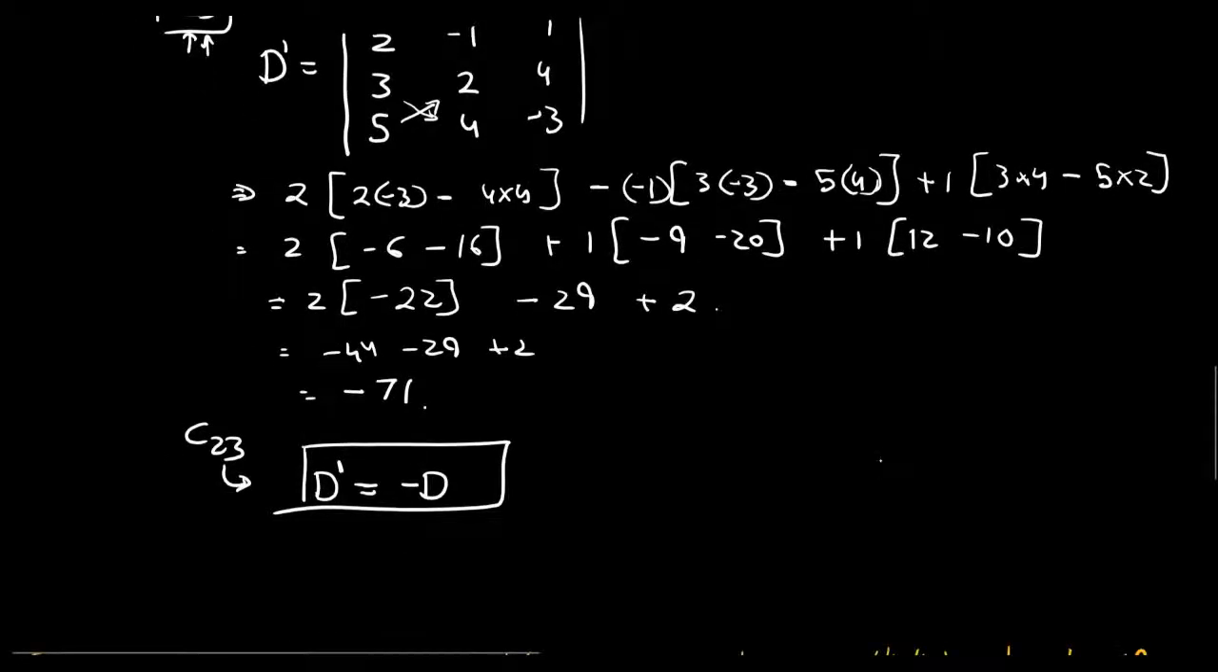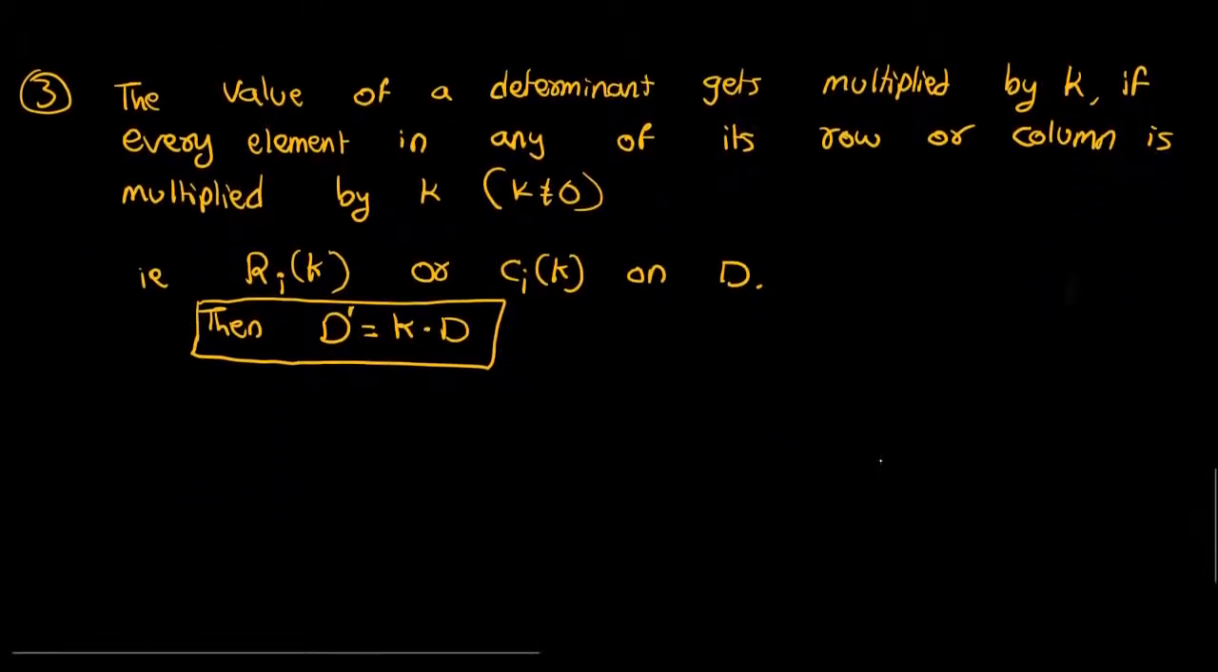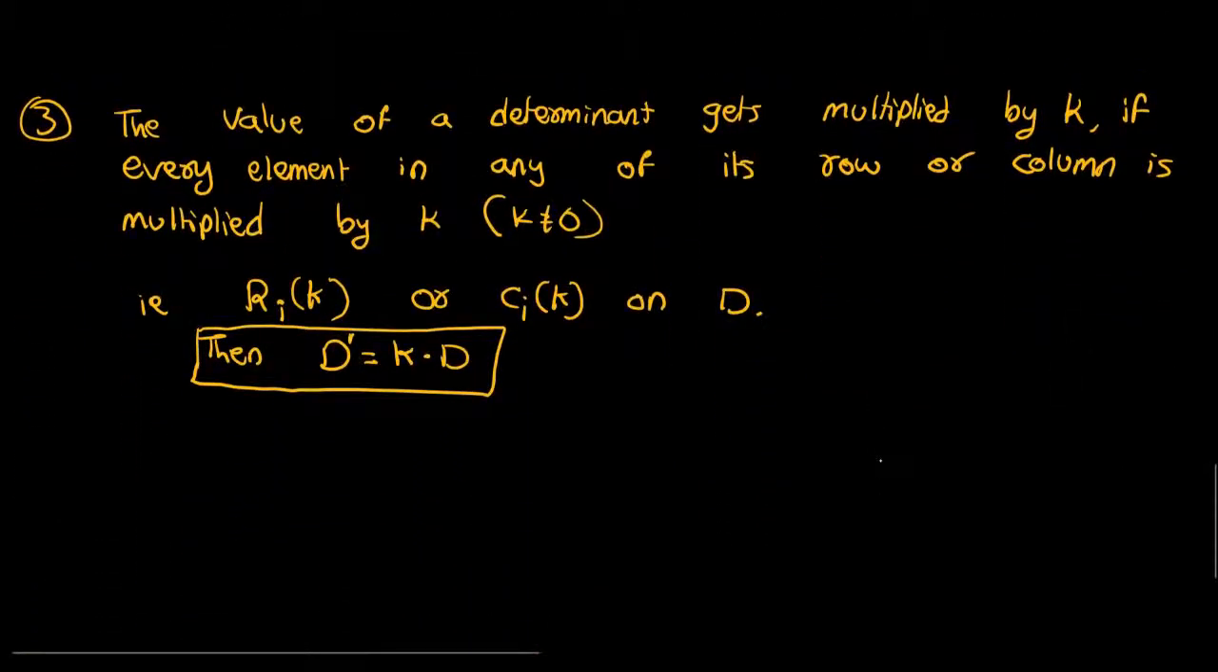Now, the third property of determinant, or the third theorem of determinant, states that the value of the determinant gets multiplied by k if every element in any of its row or column is multiplied by k, where k is a real number but without the zero value. That is, if we multiply the value k, which is a real number but not zero, with all the elements of a respective row or column of a given determinant, then the value of the new determinant that you get will be equal to k times the value of your original determinant. Now let us prove this theorem by the same example that we did earlier.